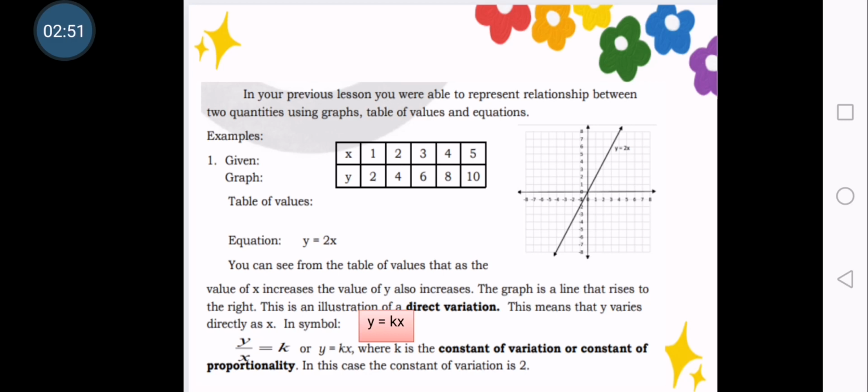Yan po yung constant. So kapag constant ang nawawala, i-divide lang natin both sides by x. And then eliminate. So kailangan natin mag-derive ng equation. So deriving po ang tawag dito. So, ito po, ang basa ay y varies as x. So, ang k, ang tawag dyan ay constant of variation or constant of proportionality.